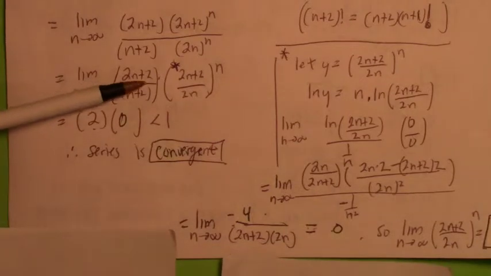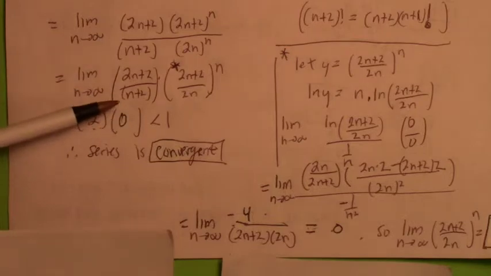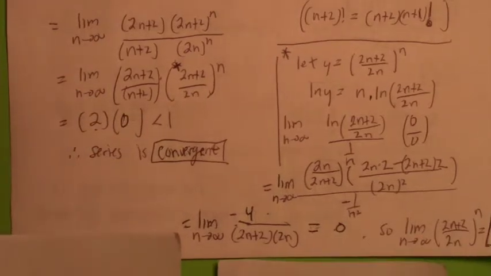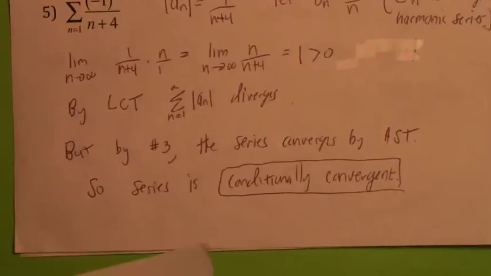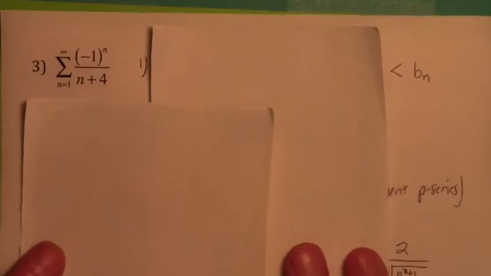So getting back to the problem then, this limit's 2, this limit's 0, so the product is 0, which is less than 1. Therefore I show by the ratio test the series is convergent. That's a lot of work, huh? Let's try another one. Alright, how about this one?